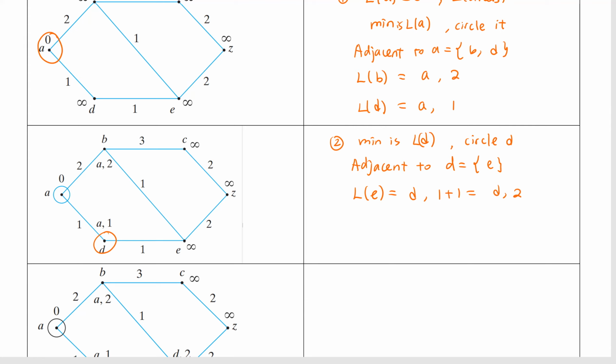Okay, now which one is minimum? Well, you can see here we have B and we have E. They both have length 2, right? So we can say minimums are LB and LE. We circle both of them.